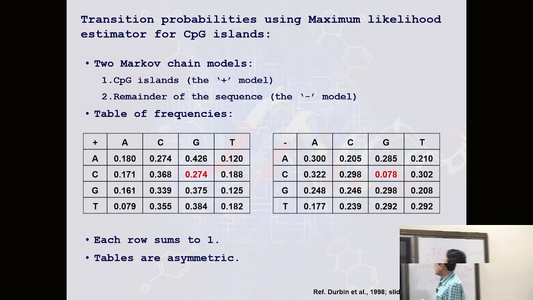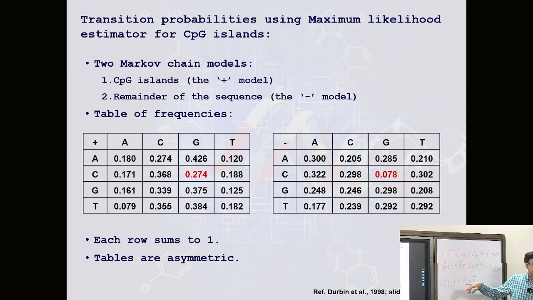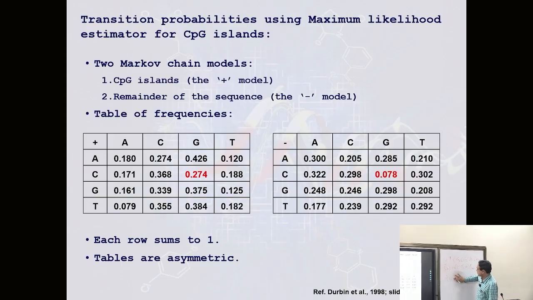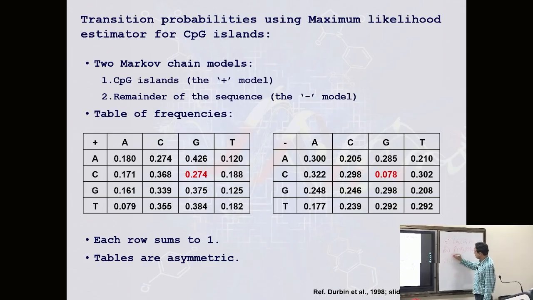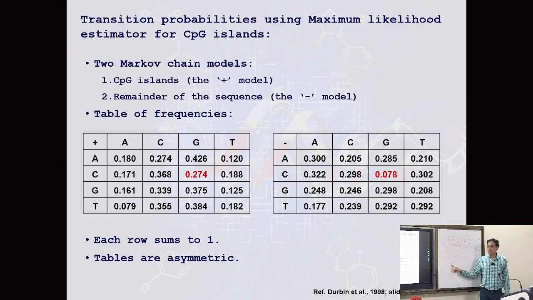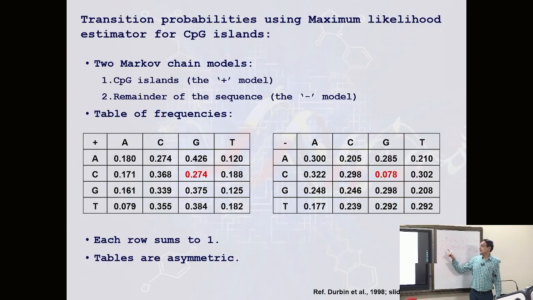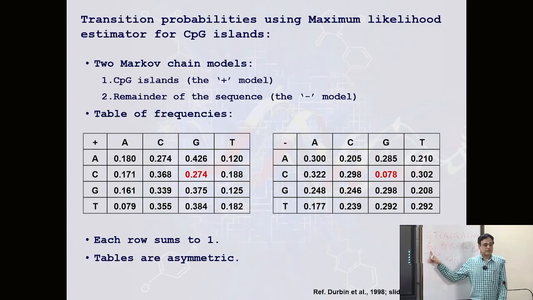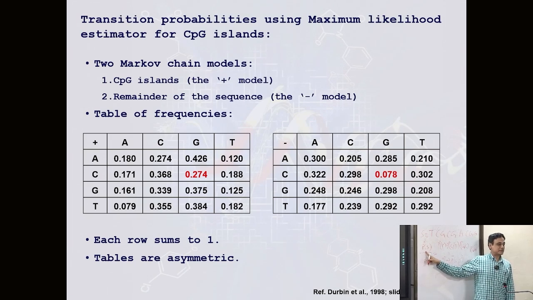Okay, and then I will divide these two, and when I divide these two, I will write equal to here. If I divide the probability of S to be a CpG sequence by the probability to be a non-CpG sequence, then what is this ratio often called?